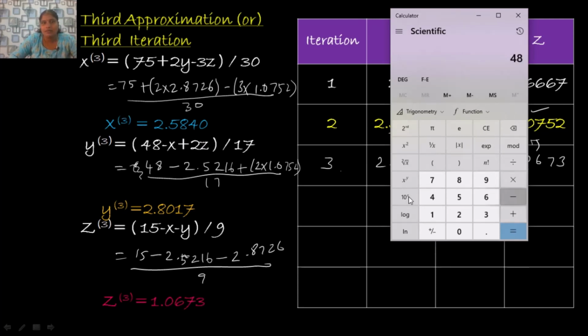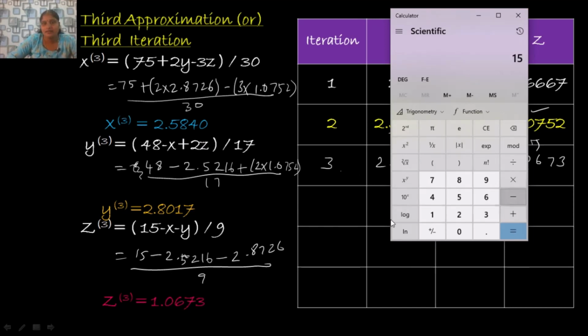Next for y, 48 minus 2.5216 plus within parenthesis you make the product 2 product 1.0752 close the parenthesis, which equals 47.6288. So when you divide this by 17 you get the value 2.80169. So we have to take up to 4 decimal places. So in the fifth decimal you have 9. So we have add 1 with the previous decimal. So 2.8017.